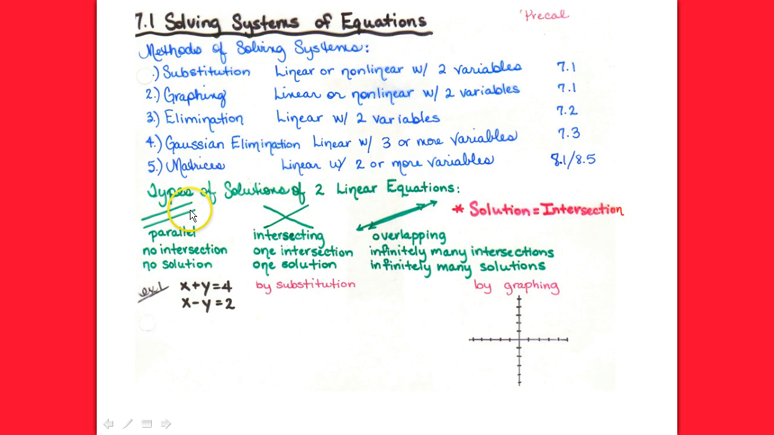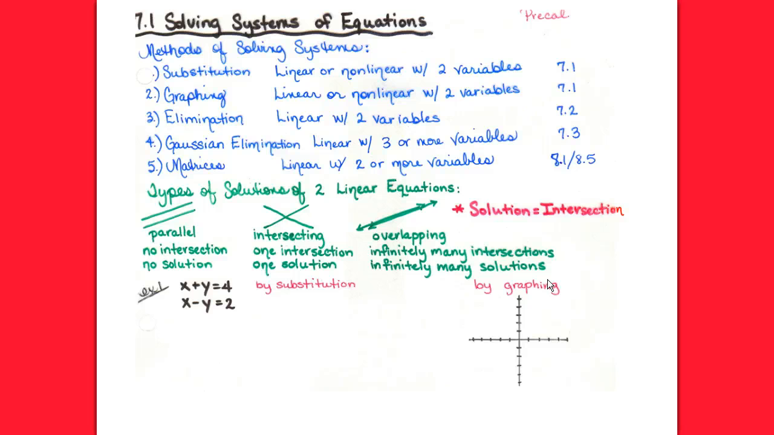So for parallel lines, because they never intersect, they have no solution. The intersecting lines intersected in one spot, so they would have one solution. And overlapping lines have infinitely many intersections. You can see there's an intersection here and here and here, and it's going to keep going to infinity. So they have infinitely many intersections. That means they have infinitely many solutions. Now, infinitely many solutions and all real numbers are not the same thing.